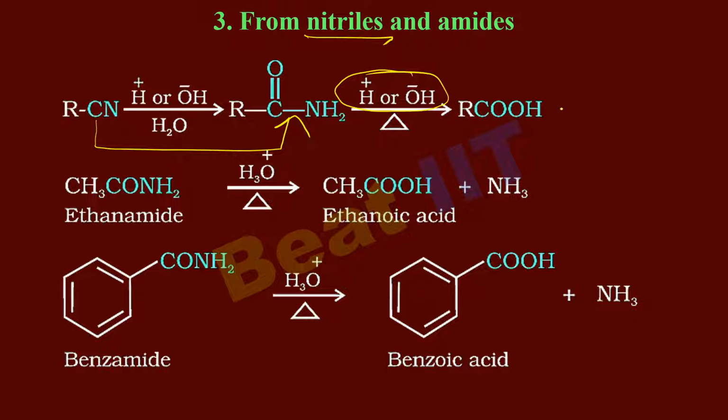Although ammonia is not written in the first reaction, it will be liberated in the first case also. So ammonia is liberated. This is a condition you will use in a few questions to identify compound A, compound B, etc. So in conversion from nitrile or amide to carboxylic acid, ammonia is evolved. Next, the fourth one, very important from a conversion perspective.